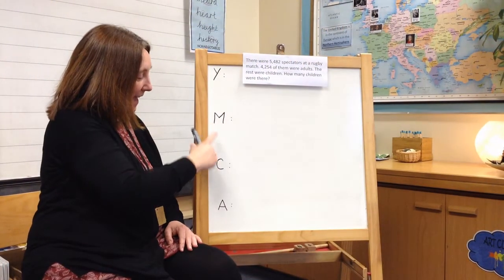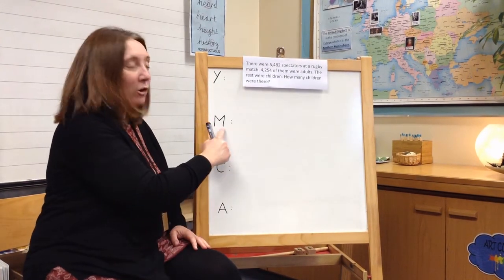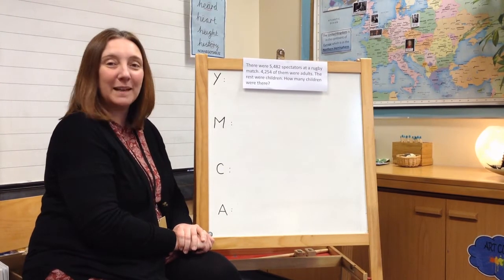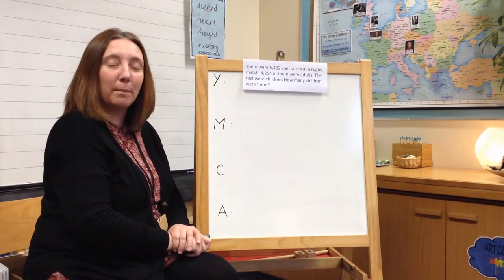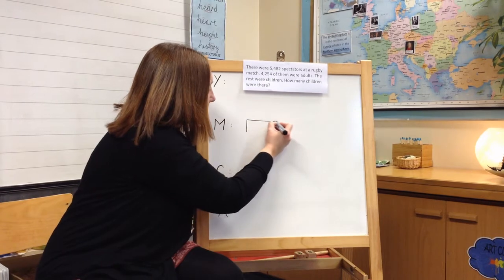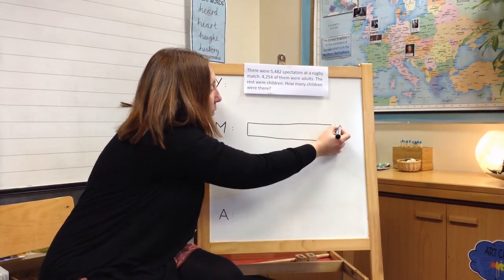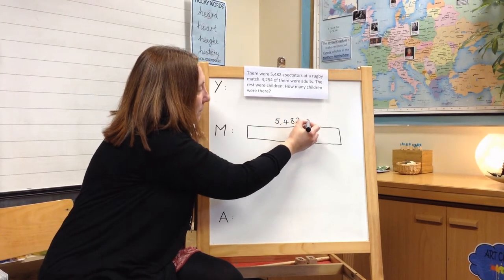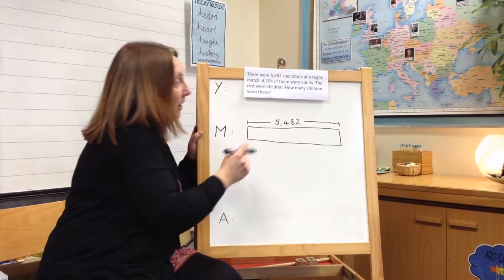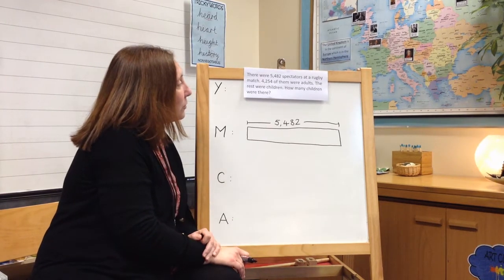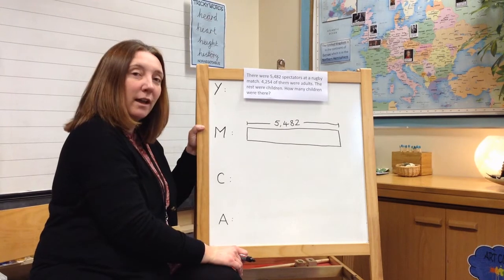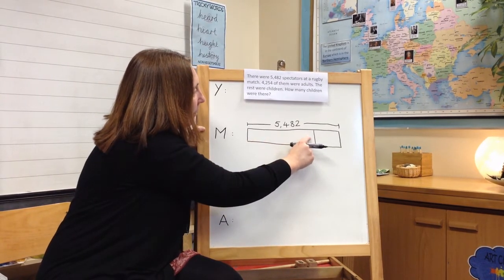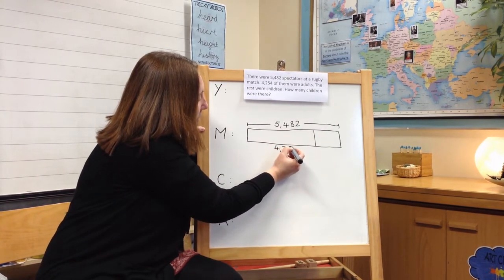Now it's time to model the problem first. Again, I know it's a part whole because we've been given the whole number of spectators, and then we know about part of them. We know the part that are adults. So my bar is going to represent all of the spectators, which is 5,482. Of this, what we've been given is 4,254 adults. So I need to estimate where that would be. I think it would be up to about there. So I need to label that 4,254.